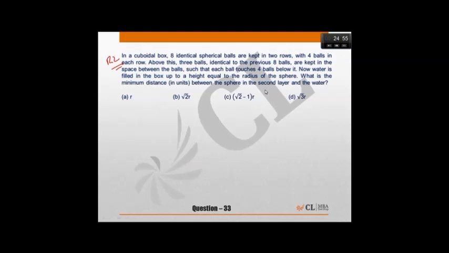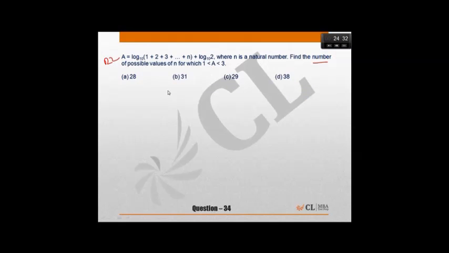There are 8 identical balls in 2 rows with 4 balls in each row. So 2 rows, 1, 2, 3, 4, and on top there's another row. 3 balls identical to the previous ones are kept in the space between the balls such that each ball touches 4 balls below. How is that possible? I am not clear, so I'll skip this one.